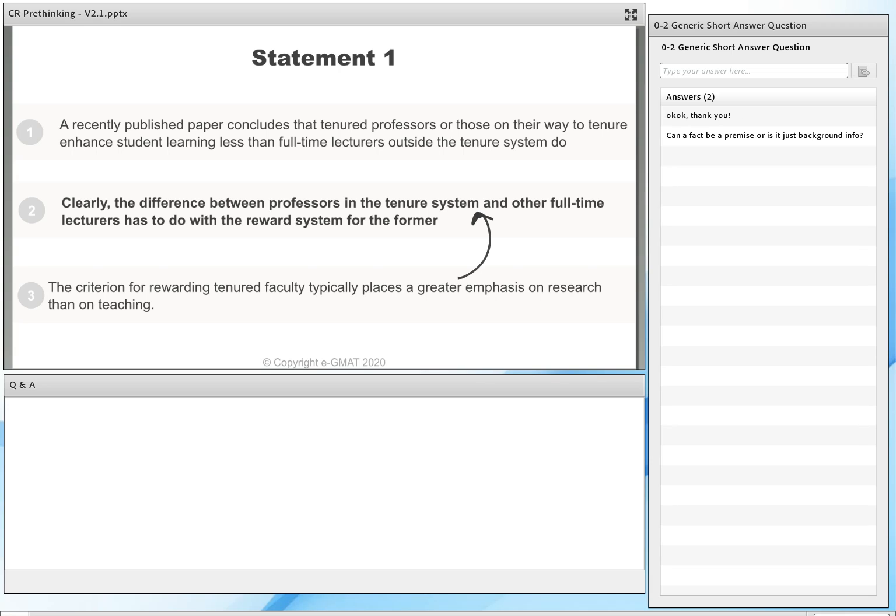Okay. So again, it's about what does the author want you to believe from this argument. It's always about that author.